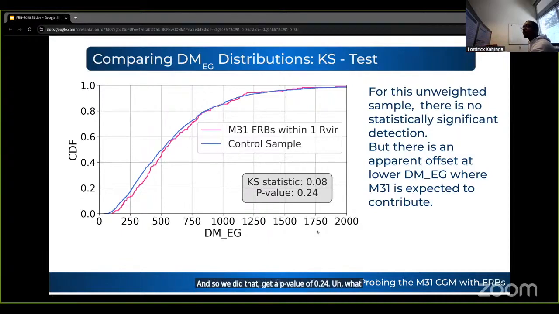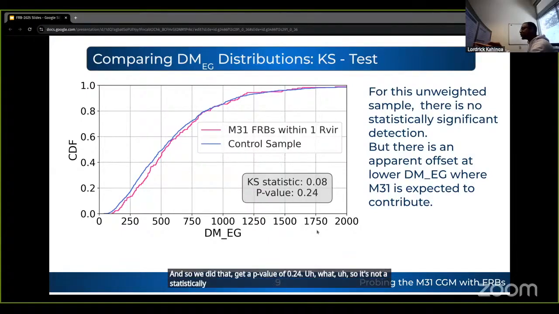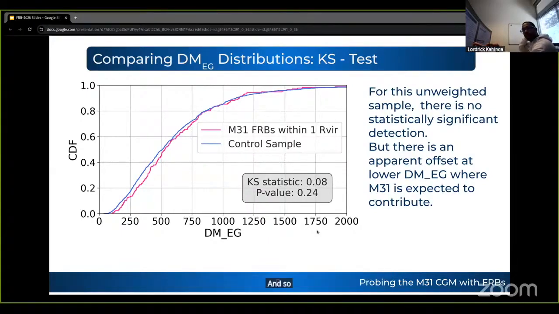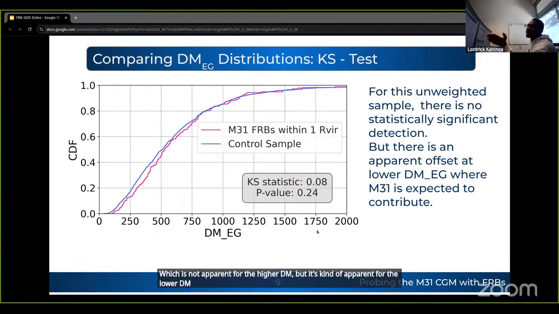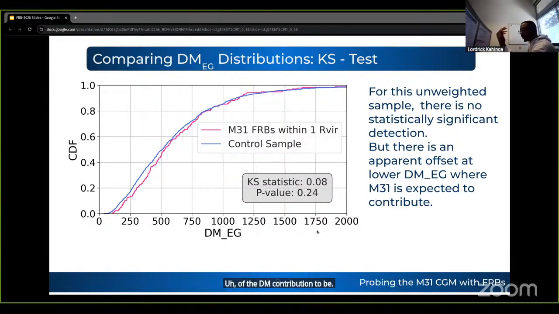So it's not a statistically significant detection. And so what you'd expect when you look at the plot on the left, you split the M31 FRBs to have an apparent shift on the CDF towards the right, which is not apparent for the higher DM, but it's kind of apparent for the lower DM, which is where we're expecting most of the DM contribution to be.